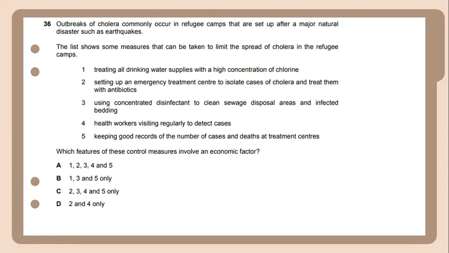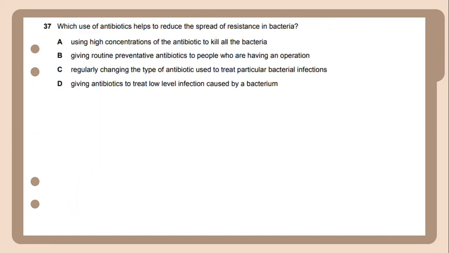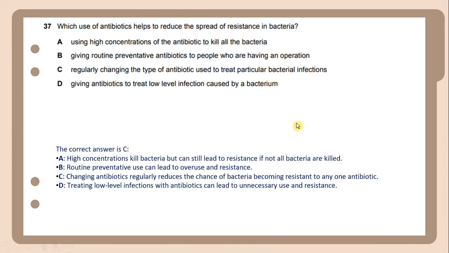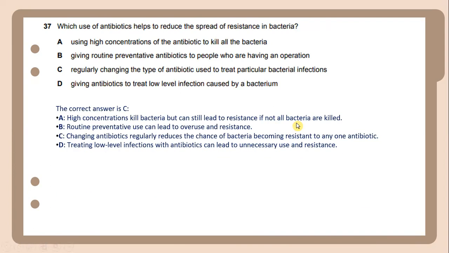Outbreaks of cholera commonly occur in refugee camps that are set up after a major natural disaster such as an earthquake. Which features of these control measures involve economic factors? There will be all. 37. Which use of antibiotics helps to reduce the spread of resistance in bacteria? The answer will be C.